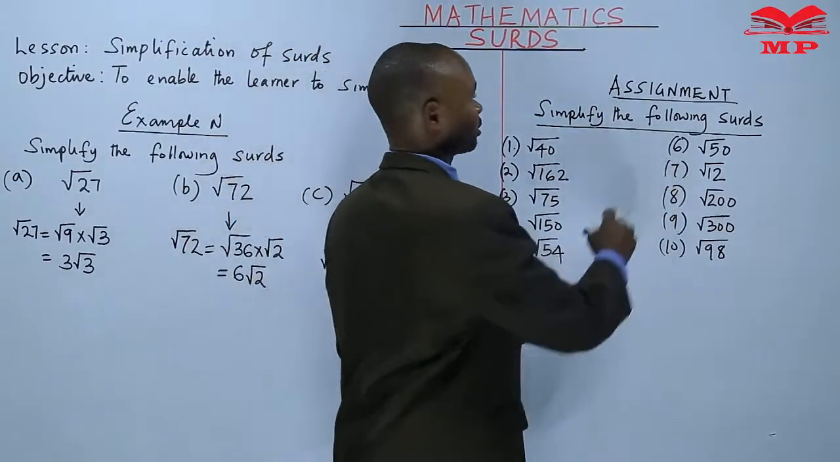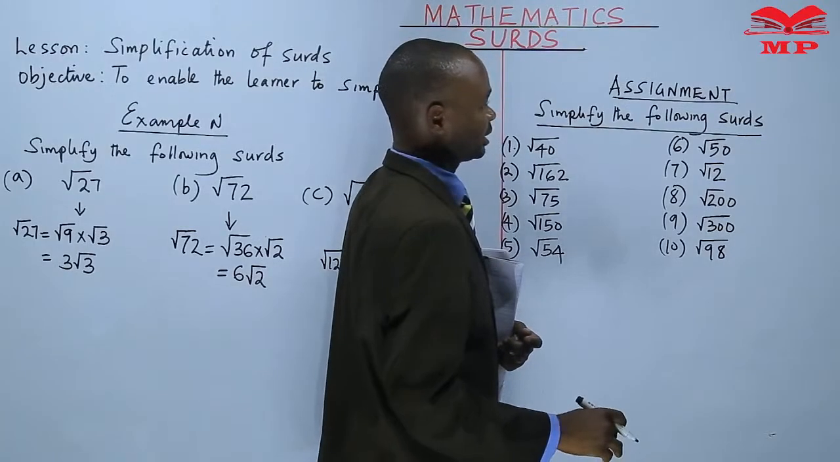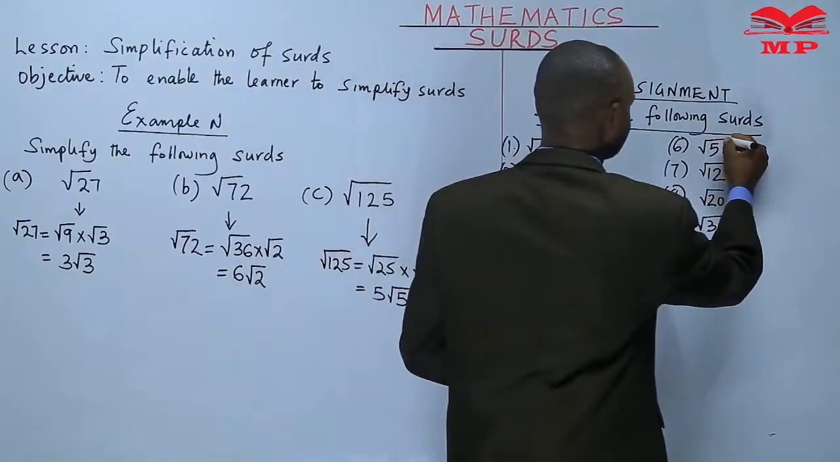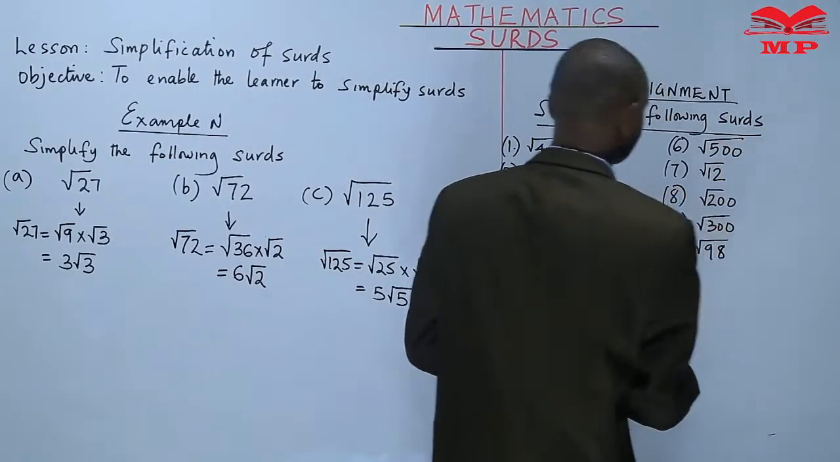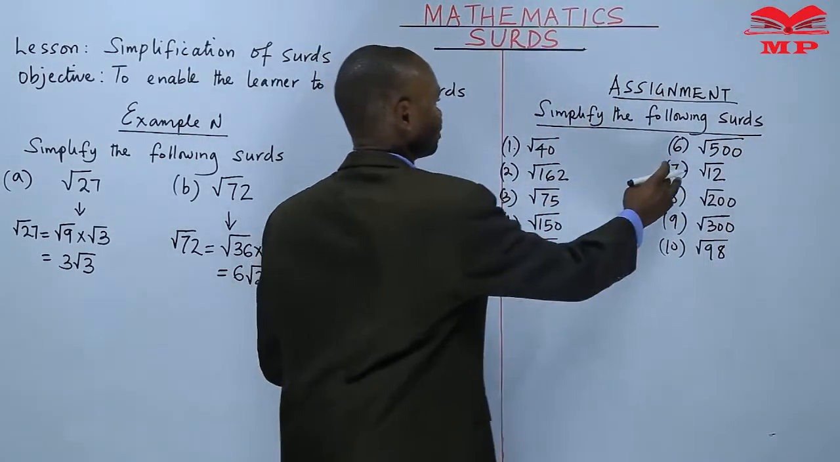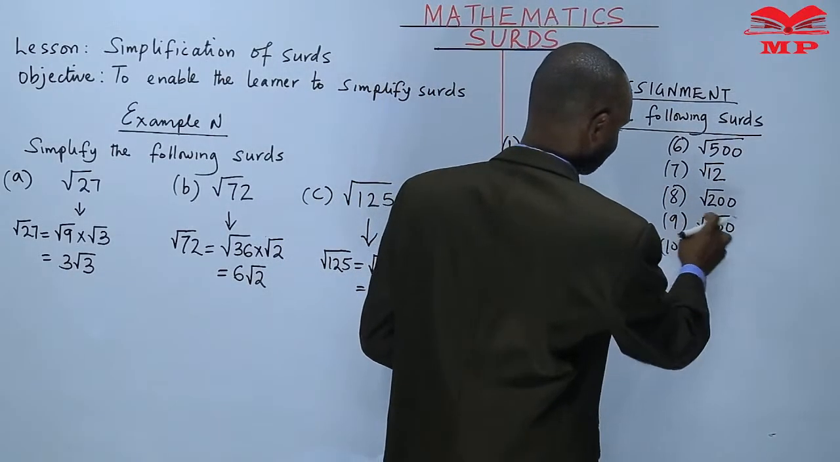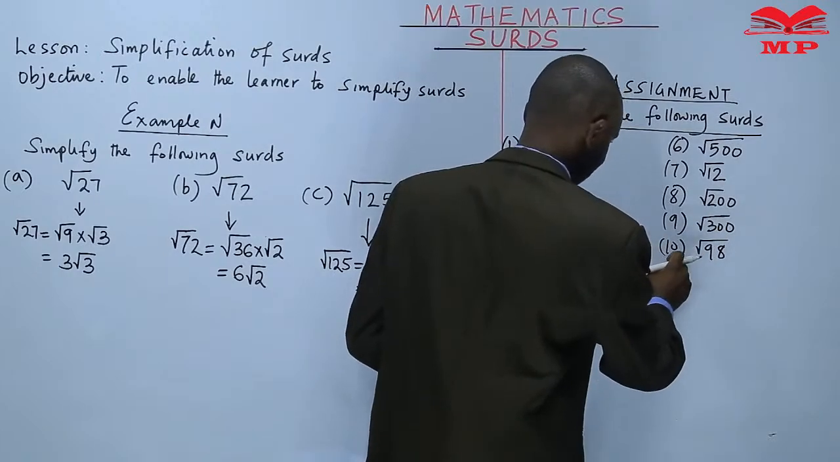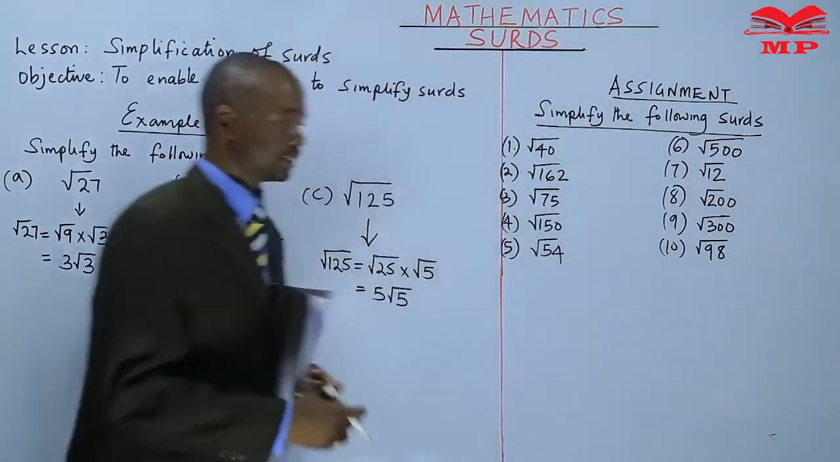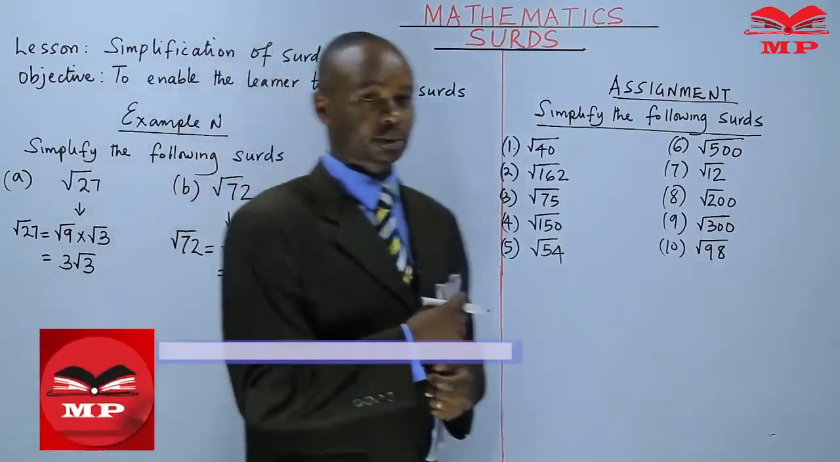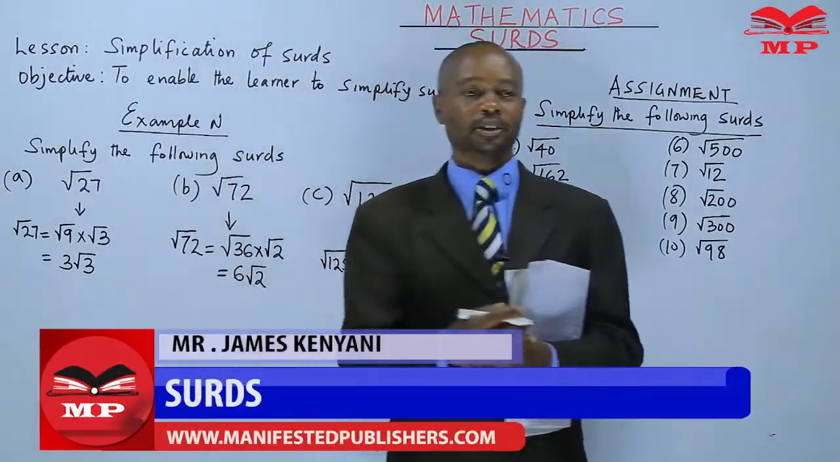54, number 6, square root of 50, number 6 is actually square root of 500, 7, square root of 12, 8, square root of 200, 9, square root of 300, and lastly 10, square root of 98. So work out those assignments to perfect your work on simplification.